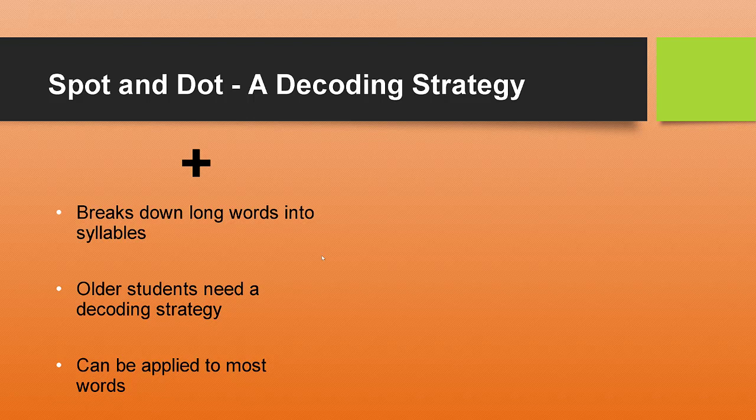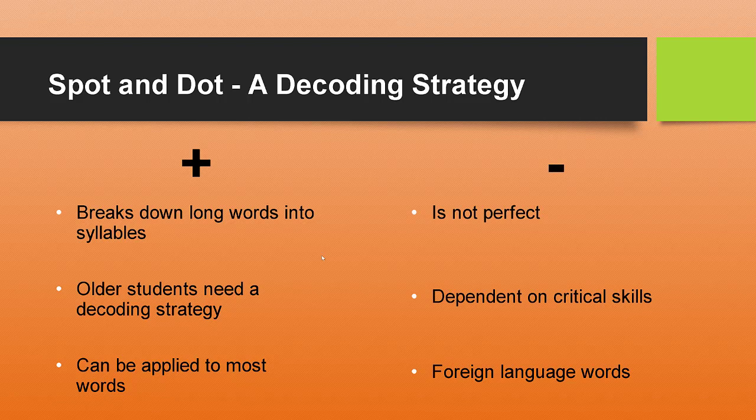Older students need a decoding strategy. We can't assume that all students have learned strong decoding. If they have strong sight reading, they're going to need a strategy to help them as they get older and when they encounter words that they don't know. And spot and dot can be applied to most words. However, with that said, there's some elements of it that aren't perfect, and we'll be talking about those.